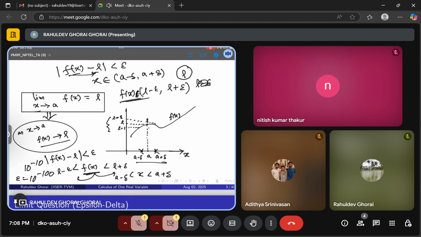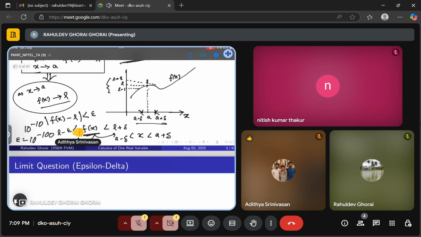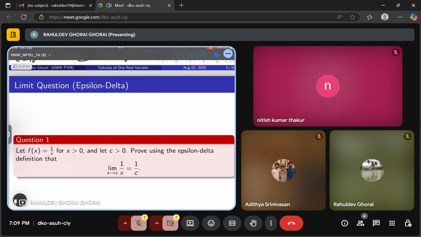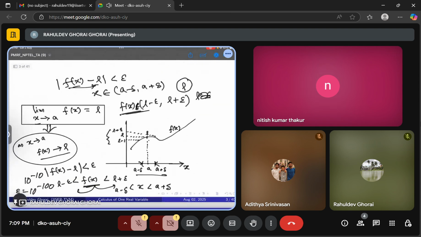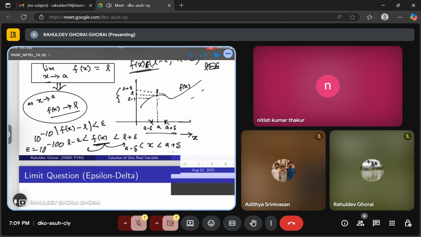Do you have any specific doubt, or I mean, I don't know whether you are getting it. We'll do it with some examples. Okay, right, Nitish? Okay, sir. Okay.